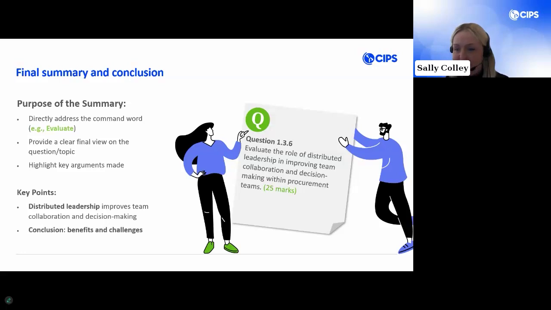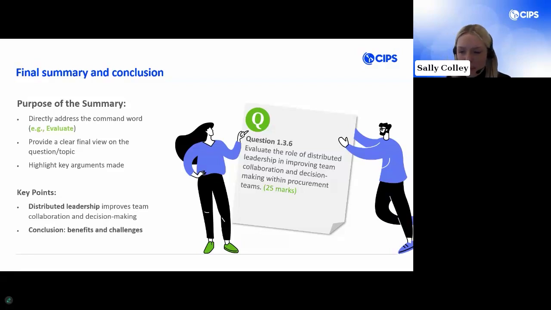And obviously now we've seen that organizations are starting to take on distributed leadership within their organizations. But we need to factor in there are challenges like coordination complexity and needing more time, training and resources. These need to be managed well to make the model work. But I do feel that despite these challenges, the benefits of stronger collaboration, better innovation and improved decision making make distributed leadership a must-have for modern procurement teams.